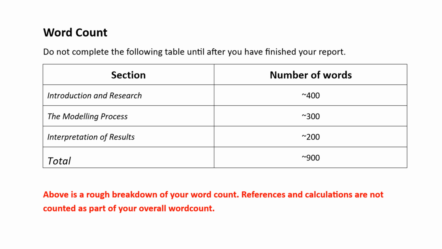The interpretation of results, about 200 words. So there again, just estimates. You might find that you need a lot more in one section compared to the other, but this will give you an overview. Remember, references and the calculations are not counted as part of your overall word count. And if you're typing in your calculations, you need to bear in mind that the word count given at the bottom of the Word document may not be correct.